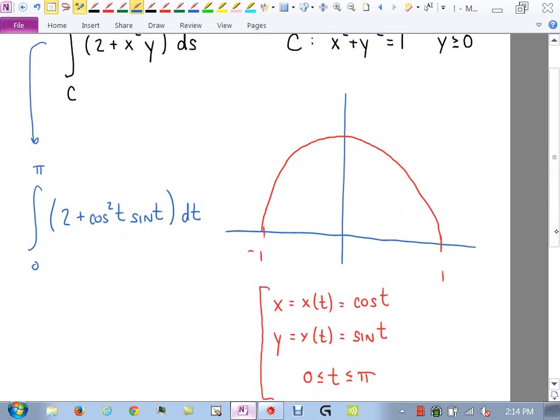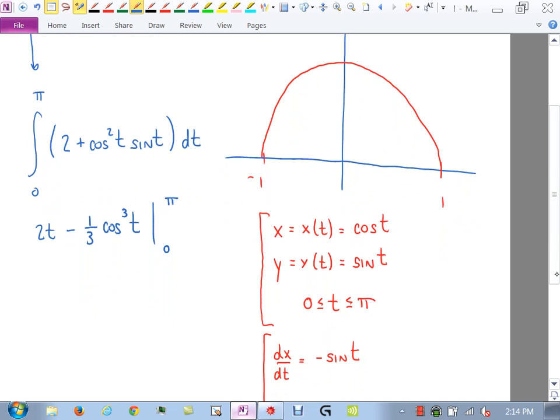And now we're just back to a regular old Cal 2 integral. So what's the antiderivative of 2 with respect to t? 2t. The antiderivative of cosine squared t sine t is negative 1/3 cosine cubed t. So you have to just use a basic substitution. U is cosine t, and then figure out the signs and get that. And then you evaluate that from 0 to pi.